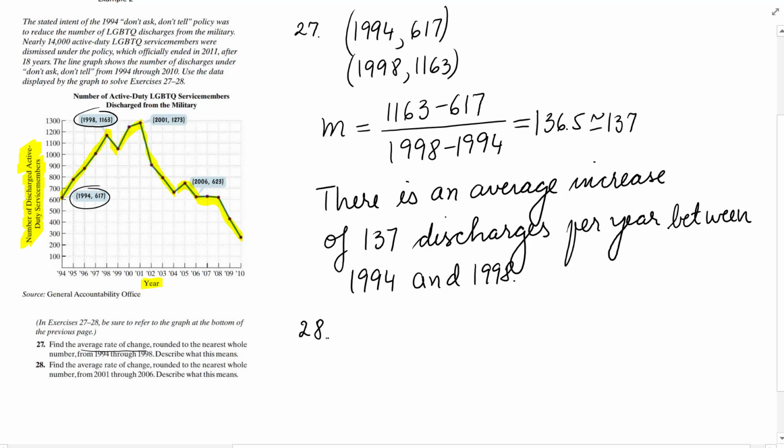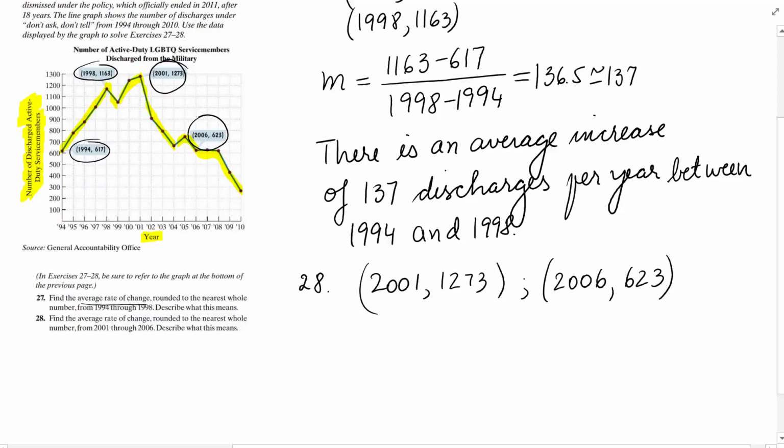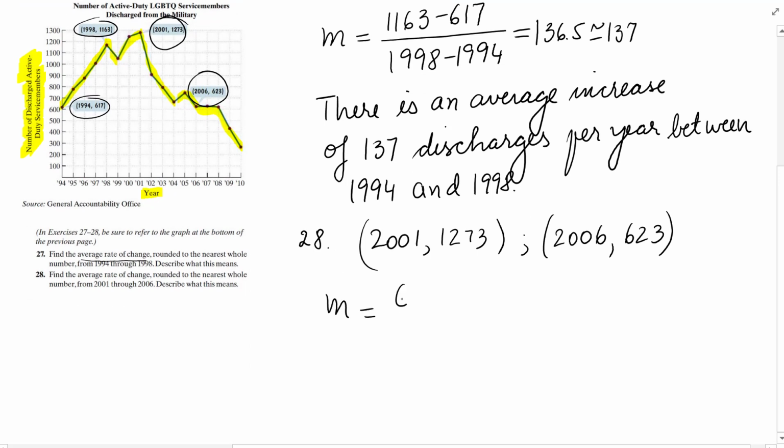Now let's take a look at problem 28. Find the average rate of change rounded to the nearest whole number from 2001 through 2006. Describe what this means. So in 2001, the number of discharges was 1,273, and in 2006 was 623. Again, I read them from the graph. So the slope is equal to 623 minus 1273 over 2006 minus 2001. So let's do the math. And we get negative 130.